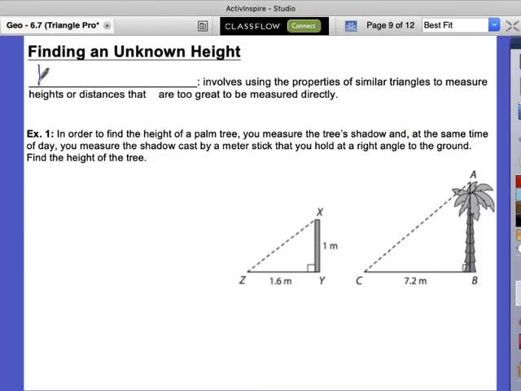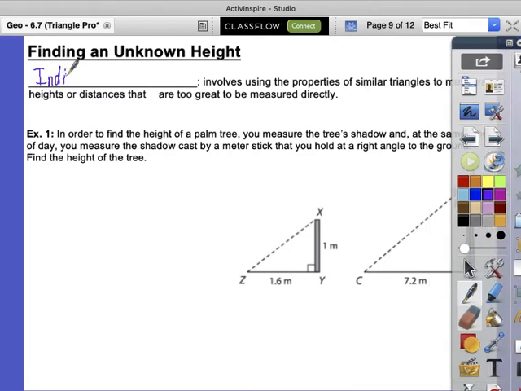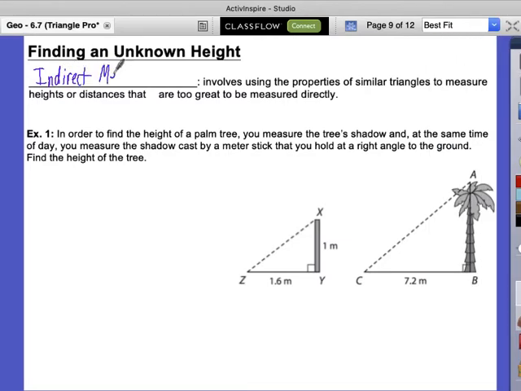Finding an unknown height. We have this thing called indirect measurement. That's really bad. Let me redo that. Indirect measurement.